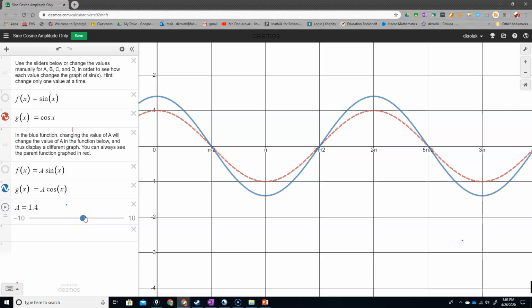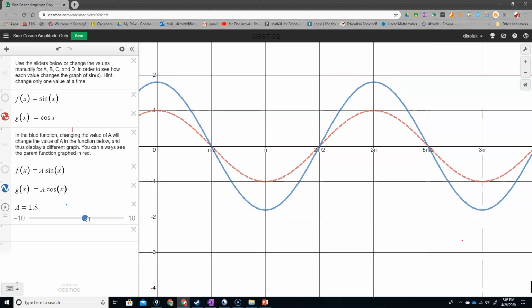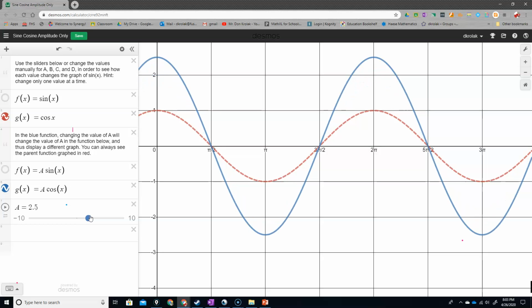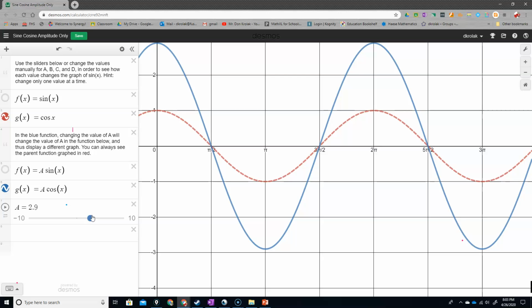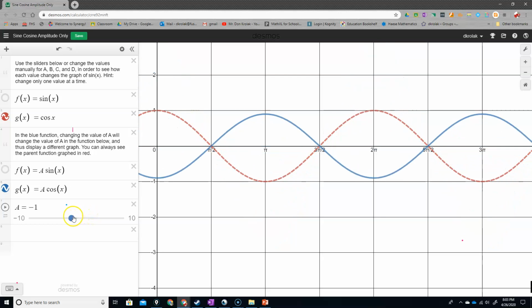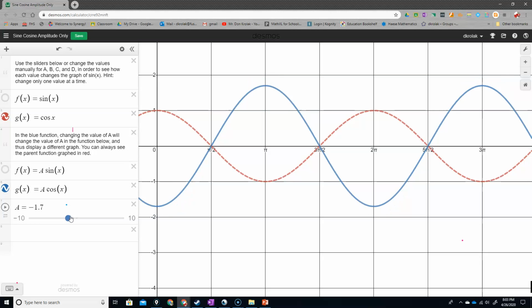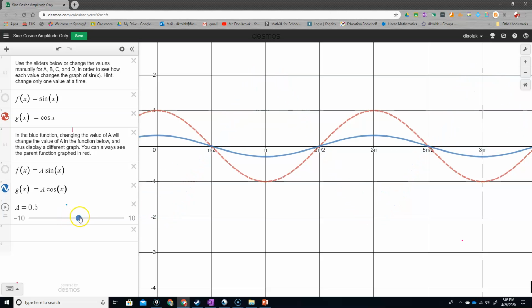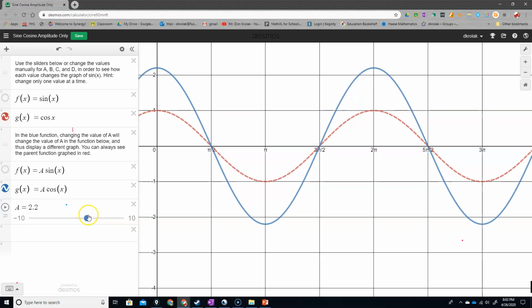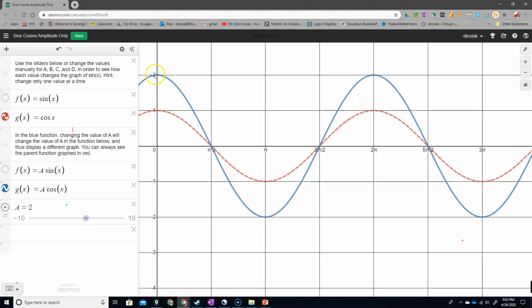So when I make this a 2, it's just changing the amplitude. If I make it a negative, it's flipping it over the x-axis. Again, it doesn't affect the period at all. I still see one cycle. Here's one cycle of cosine between 0 and 2 pi.